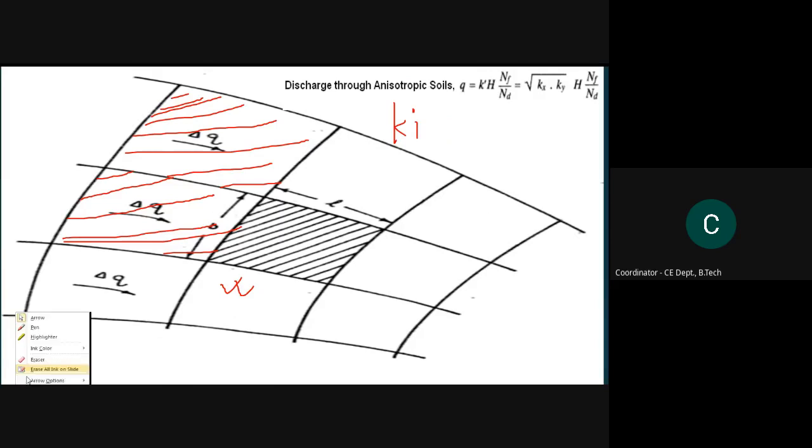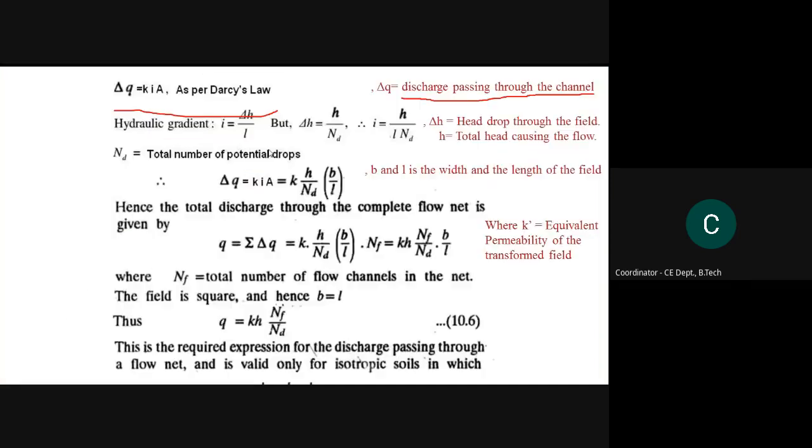What is the function of the gradient in knowing the discharge at this point? Gradient is nothing but a slope. If this channel was in this manner, the discharge will be different in this part and this part. So we need to know the hydraulic gradient as well, meaning the slope. How could we define the slope? We could define the slope as del H by L.